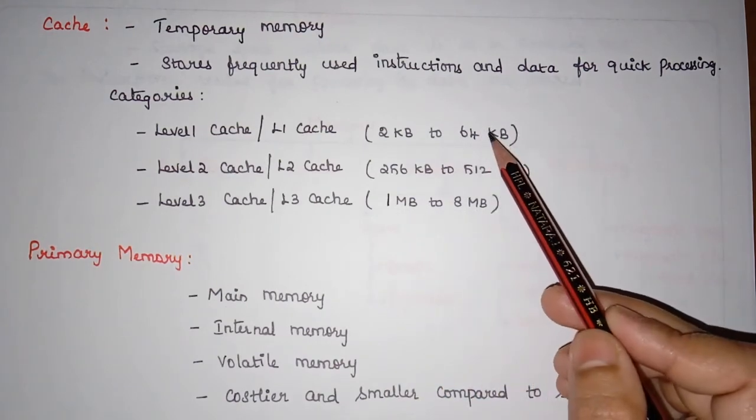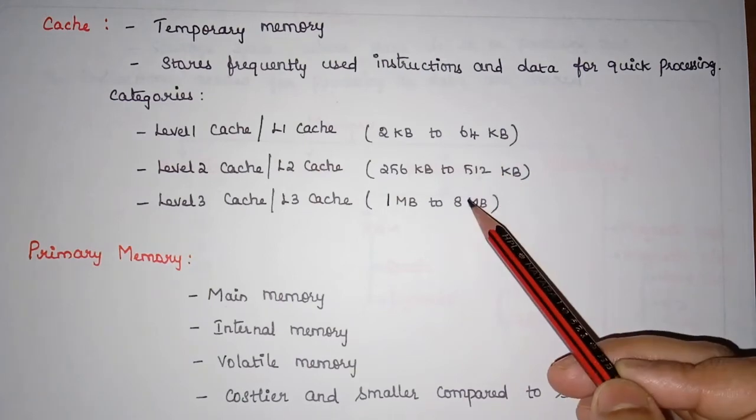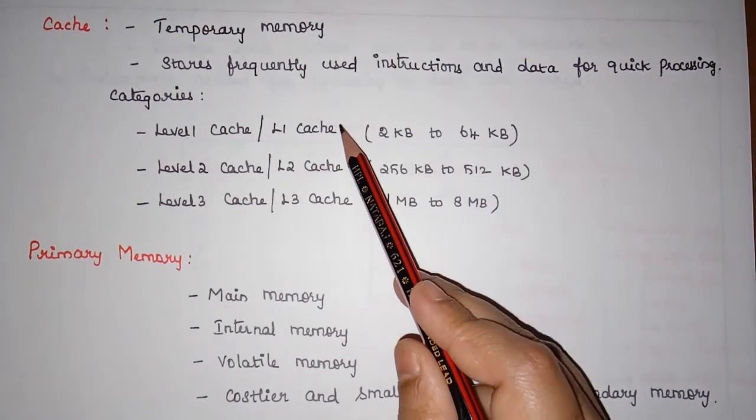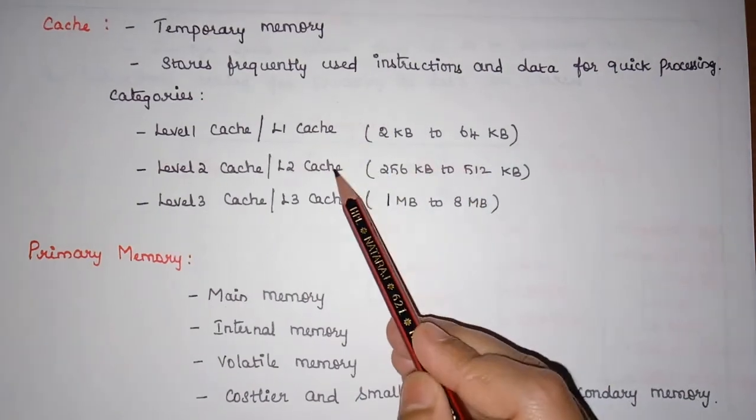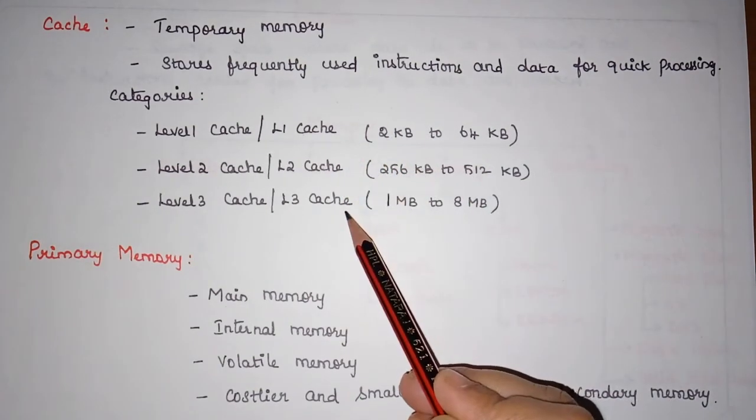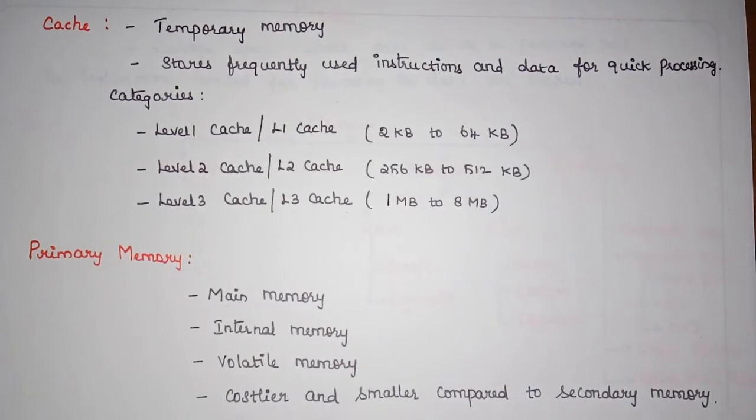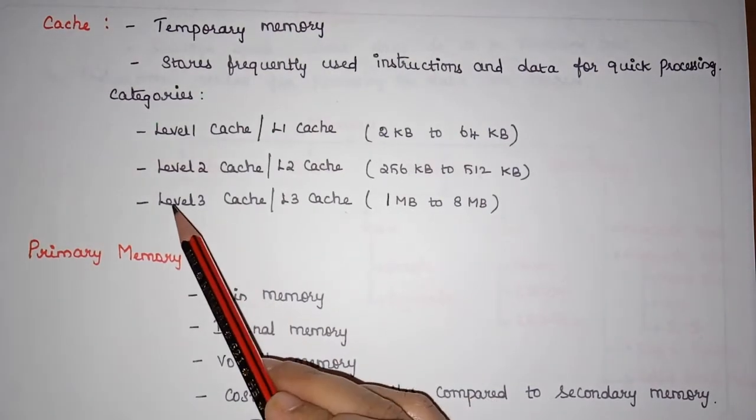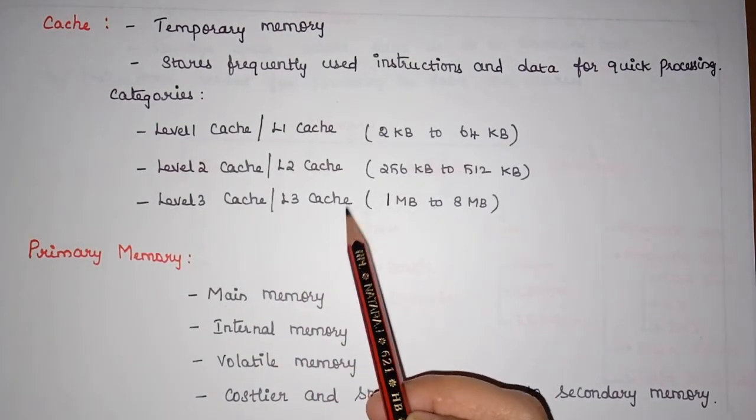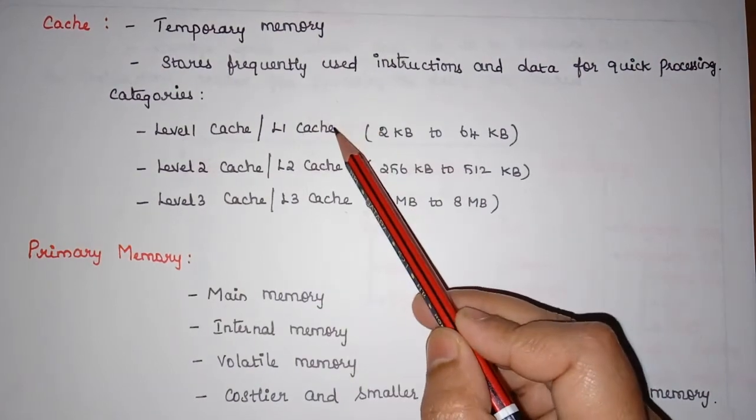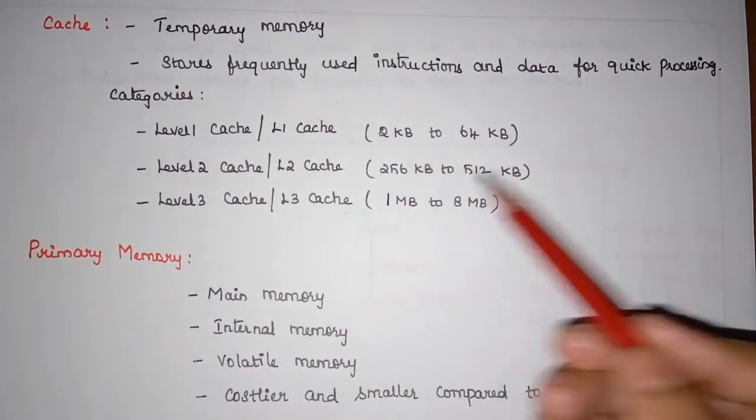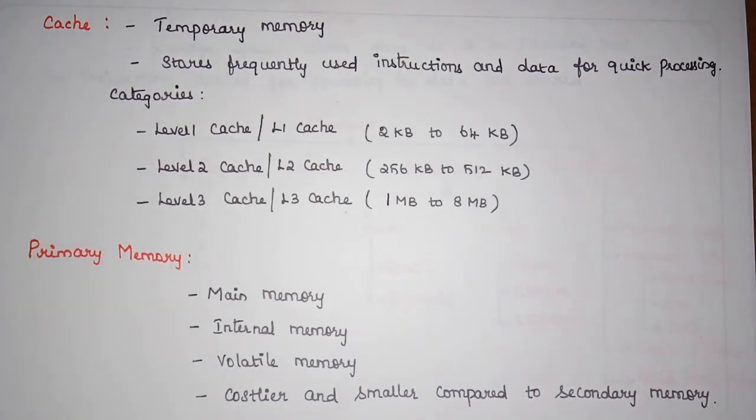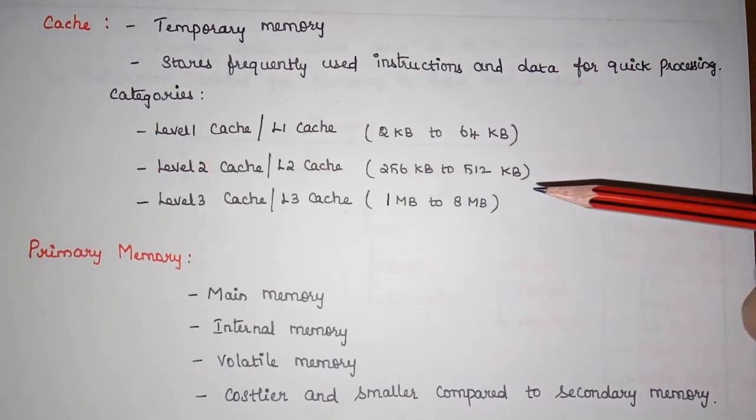Though the sizes are in increasing order, the speed of L1 cache is higher than L2 cache, and the speed of L2 cache is higher than L3 cache. So the L3 cache is slower than both L1 and L2 cache, but we can say it is faster than RAM. This is about the cache memory.